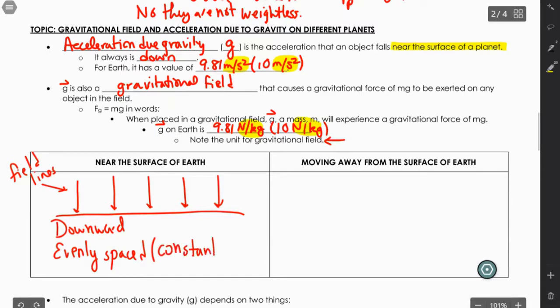We did that way back in the first video when we looked at the difference between Miami and Denver, right? Now, as you move away from the surface of the Earth, right? So here's my Earth, here's my field. Still, you'll note that it is directly downward, okay? It's still acting down, but here's the difference: they're not evenly spaced.